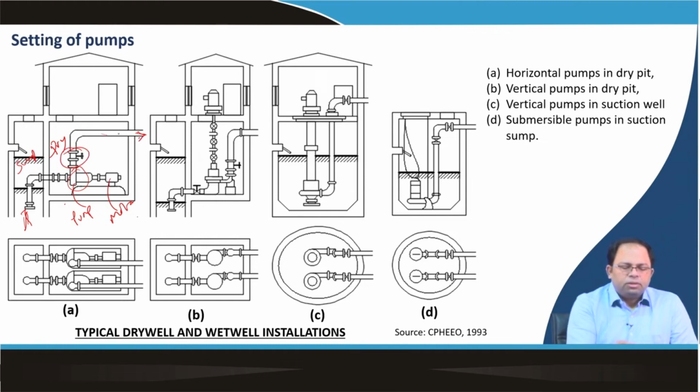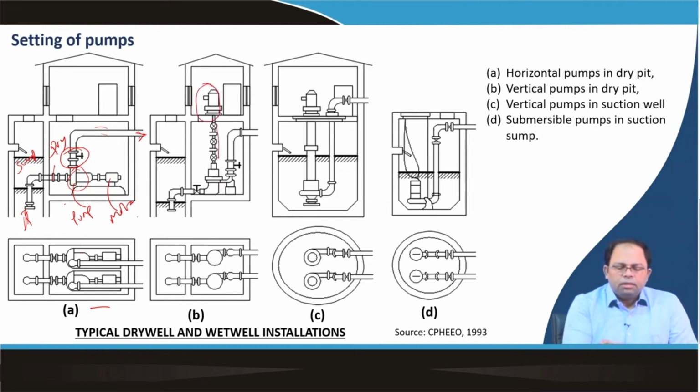So, this valve is given so that the water does not come back, and there could be a valve also over here in the front to prevent water from getting in. So, this is one setup, and you can see that from the top it looks like this over here. So, this is the section, and this could be the plan, and then we have vertical pumps in a dry pit. Over here you see a similar setup, but the motor is above.